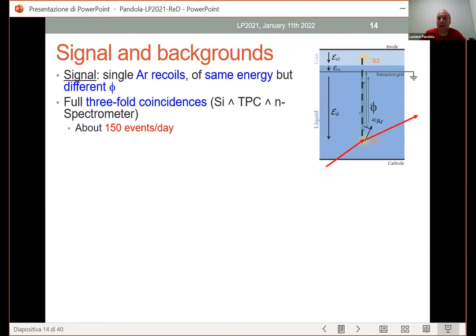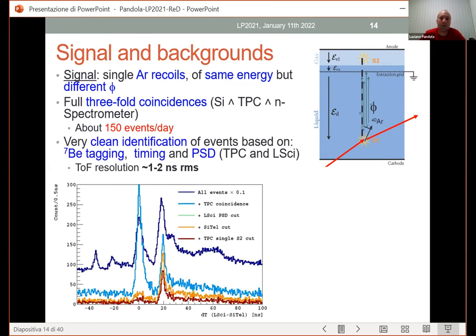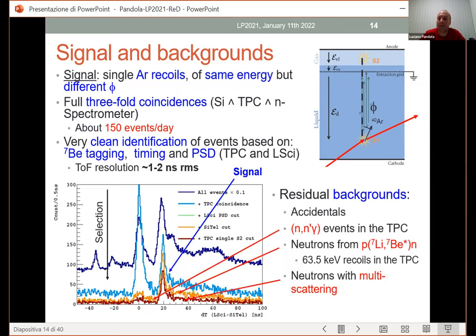And this is done by selecting threefold coincidences, so events having silicon signal, TPC signal, and neutron spectrometer. Then, thanks to the pulse shape discrimination and the timing, so the time of flight, we could clean up very much from background. So this is the sequence of selection steps, and the main peak here is made by the signal, so single-scattering neutrons producing nuclear recoils in the TPC, and the residual background, which is made by accidentals, inelastic reactions to excited states, and multiple scattering.